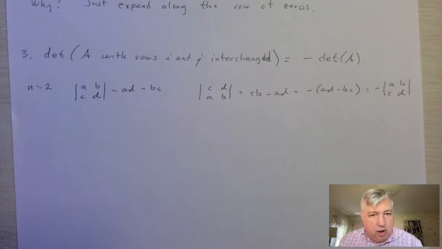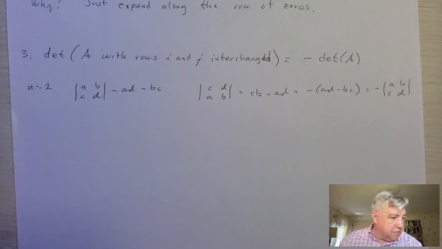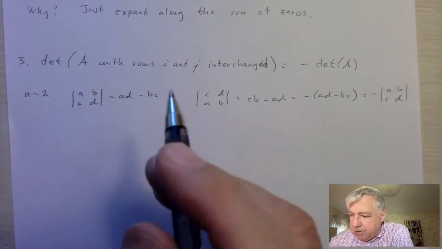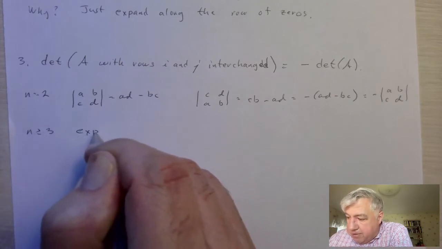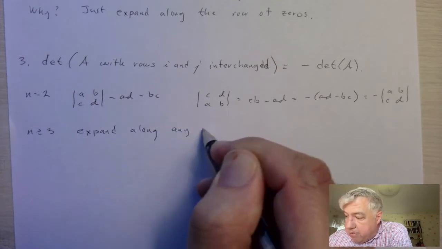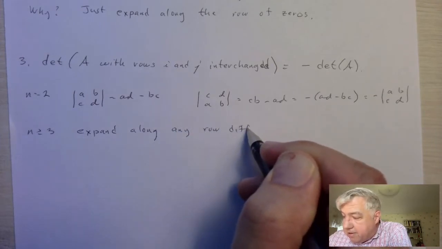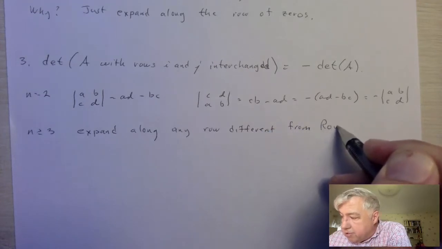All right. Now, when we have a matrix with 3 or more rows, we can expand along any row, in particular any row which is not equal to the rows we're interchanging. So the trick here, for n greater than or equal to 3, is just to expand along any row different from rows I and J.